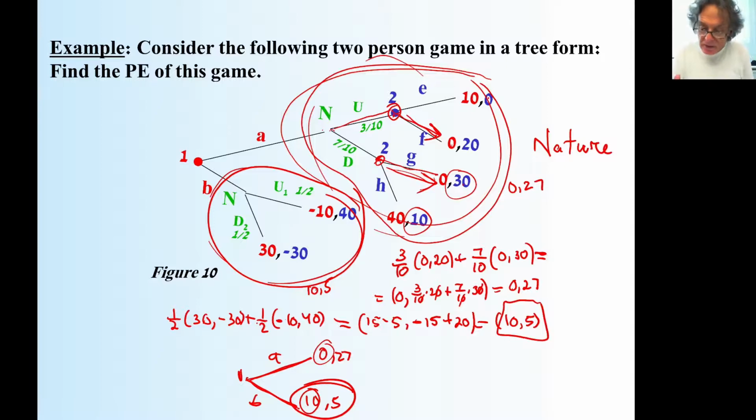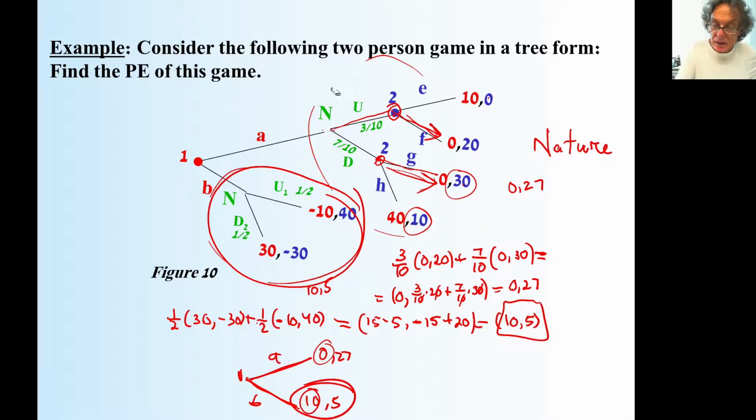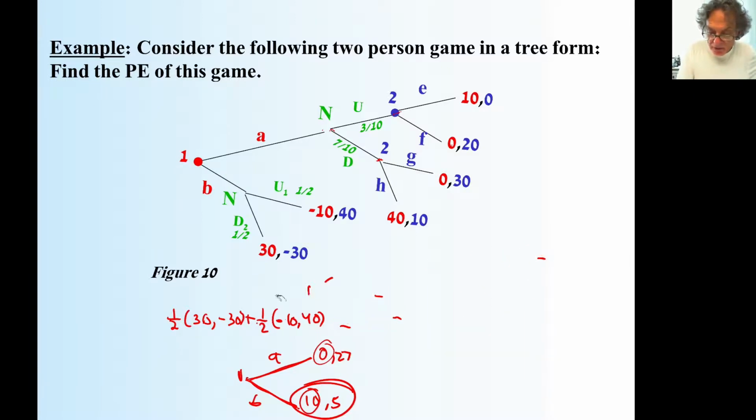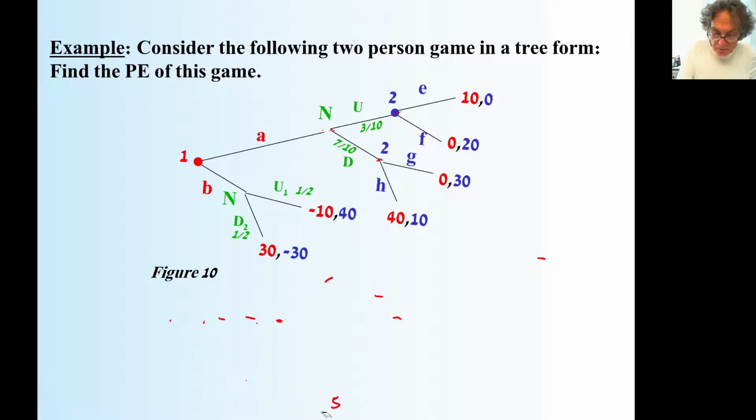After saying all this, let us now follow the entire thing in nicer handwriting. Okay, so here it is, let me start. So first of all, 2 here goes to F. Why? Because she gets 20, which is more than 10. And here she goes to G, because 30 is more than 10.